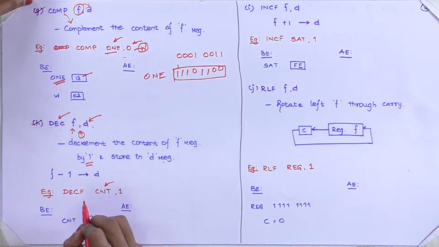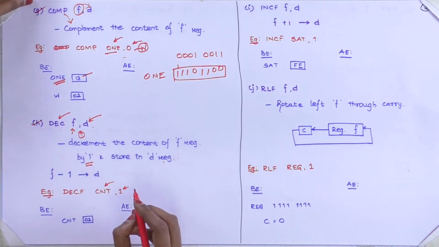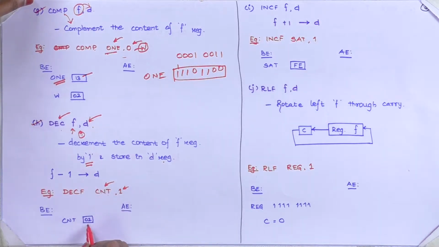CNT is nothing but the address of our general purpose register, and then the destination field as 1. So before executing, CNT has the value of 02. The 02 is decremented by 1, and the result will be 01. This will be stored in CNT since I have mentioned the field as 1. Okay. After executing, CNT will have the value of 01.